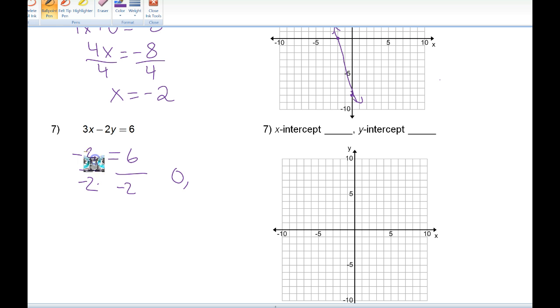You're just dividing by the -2. So we get y equals 6 divided by -2, so 0, -3. There's your y-intercept. Did everybody get that? Good job. Now make x equal to 0... I mean, make y equal to 0.